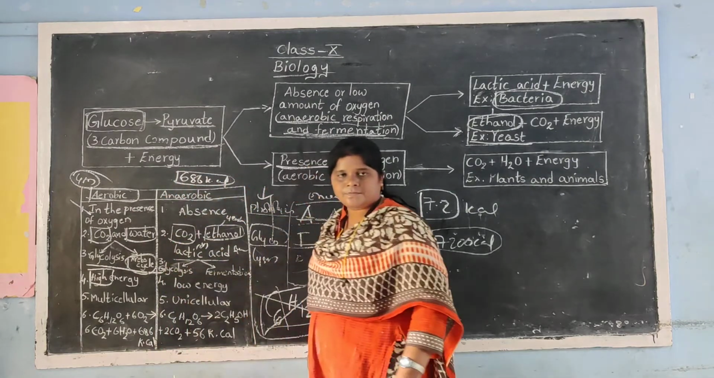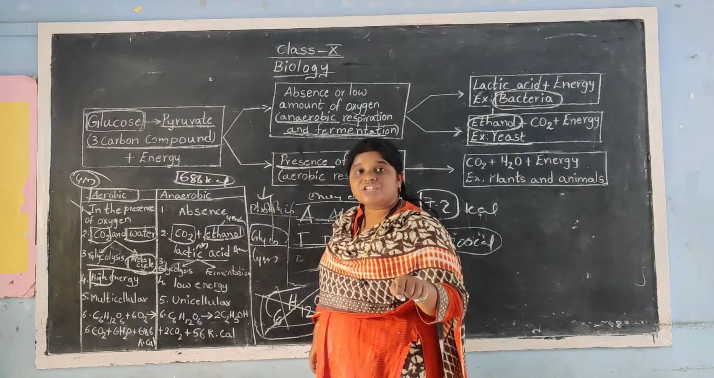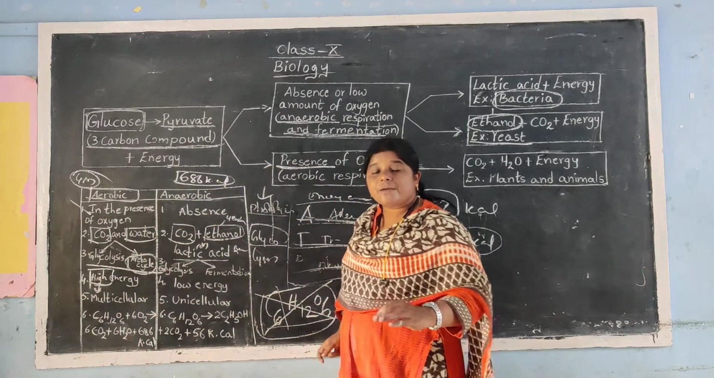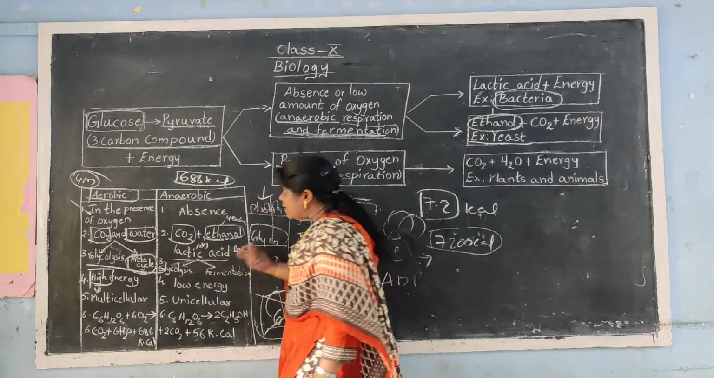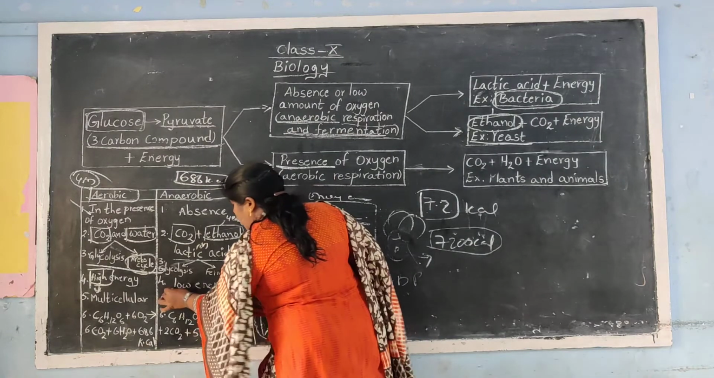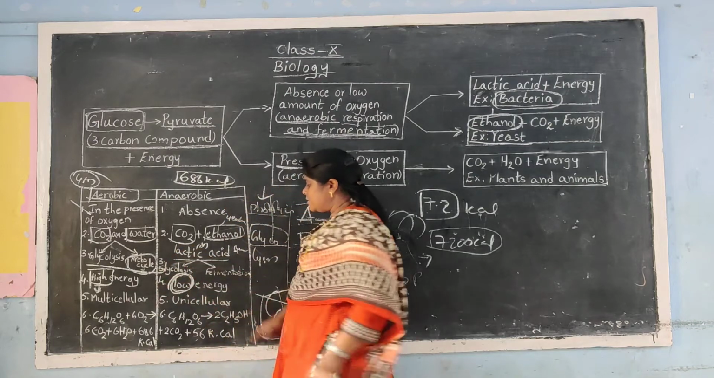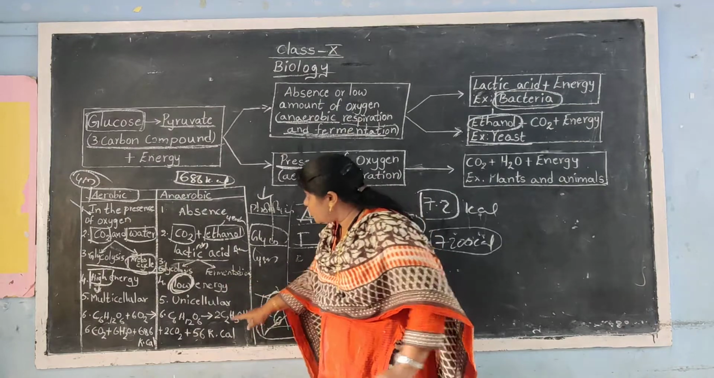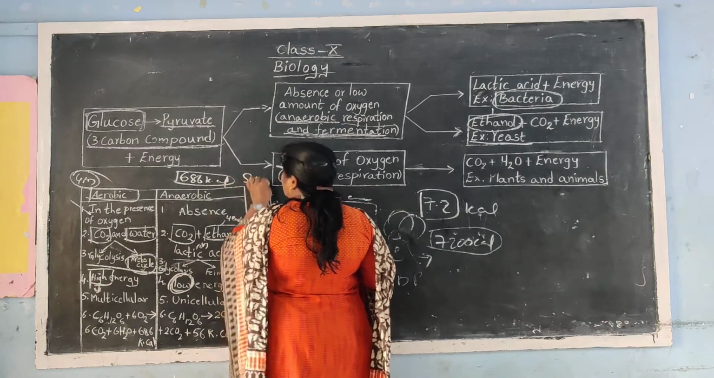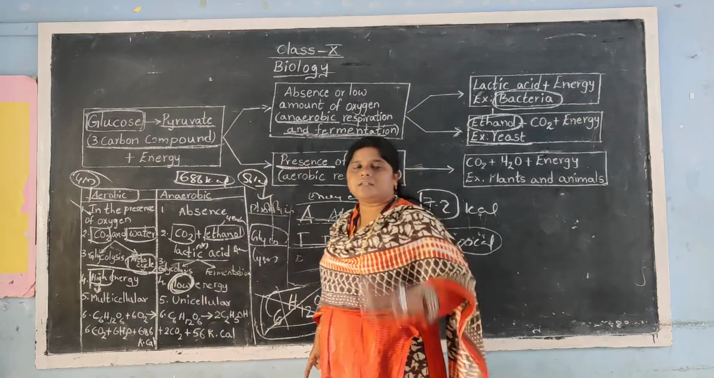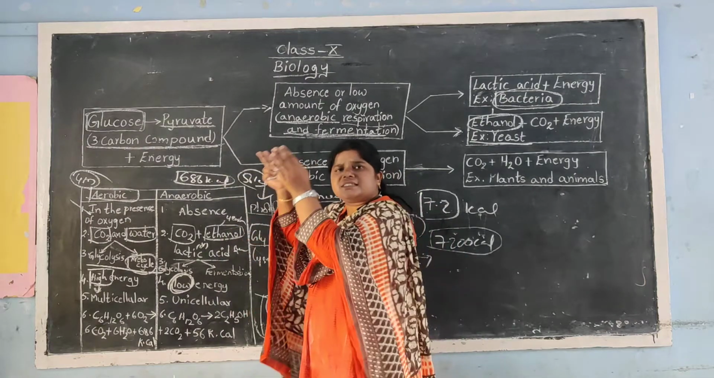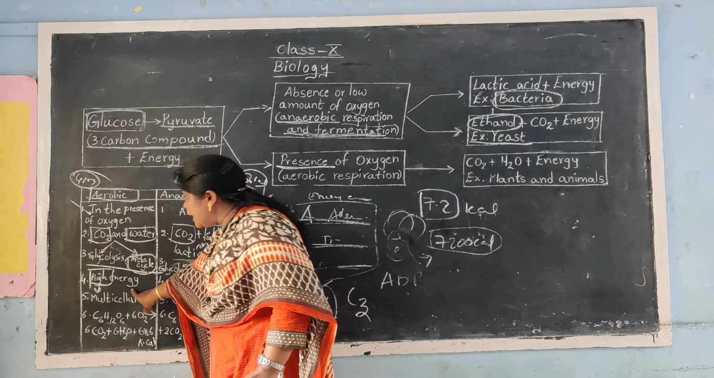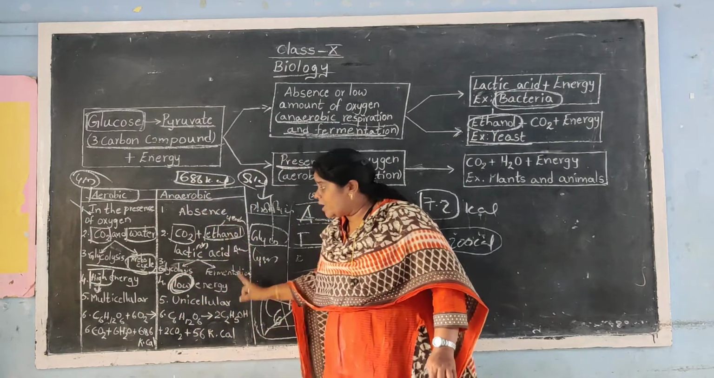Energy will be released. 686 kilocalories of energy will be released. That is why we have mentioned here that high energy is released. High amounts of energy is released. When you take anaerobic respiration, clearly you can see here that a low amount of energy is released. In anaerobic respiration, each glucose molecule can give only 56 kilocalories of energy. So you got the difference. 686 is very high when compared to 56. So that is why I have mentioned that in aerobic respiration high energy is released, and in anaerobic respiration low energy will be released.